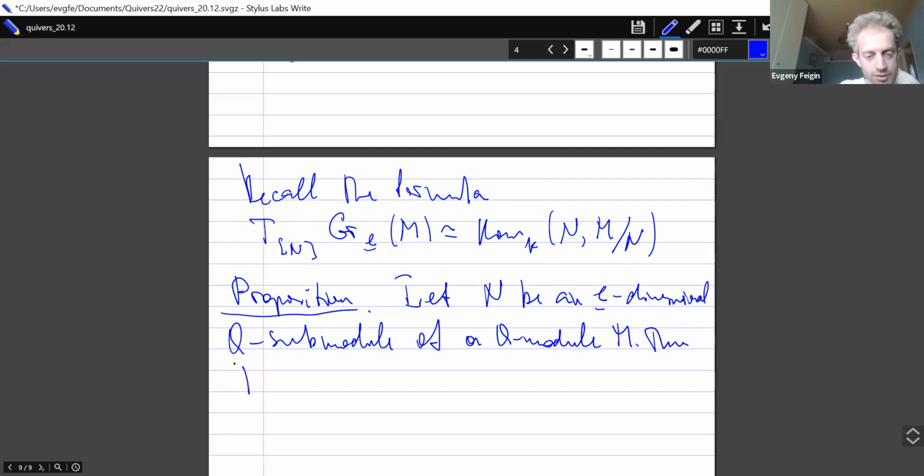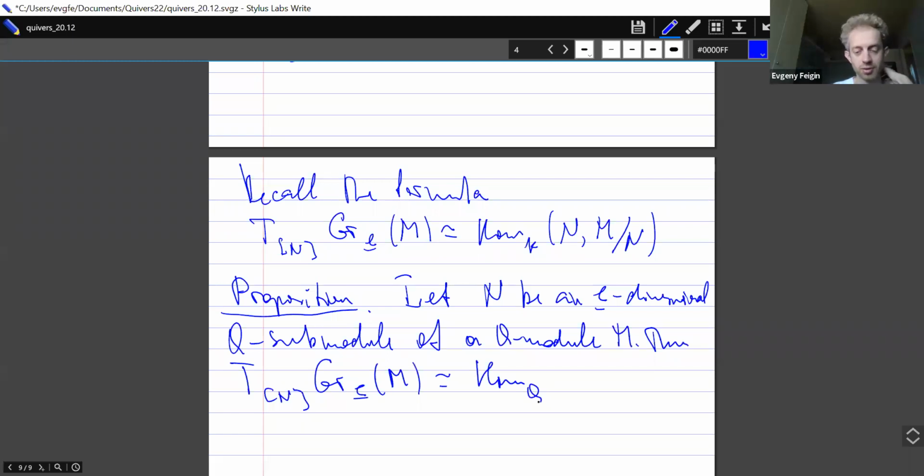Then T_N of Gr_e(M) is still isomorphic to the Hom space, but now these are Q-homomorphisms. So the maps which are not all the linear maps, but compatible with the actions of operators on Q. And here still N and M/N.